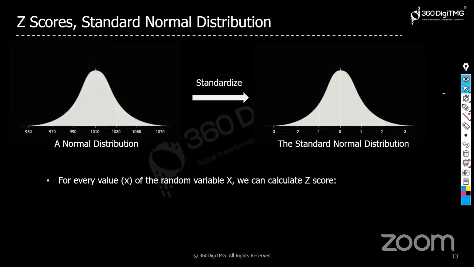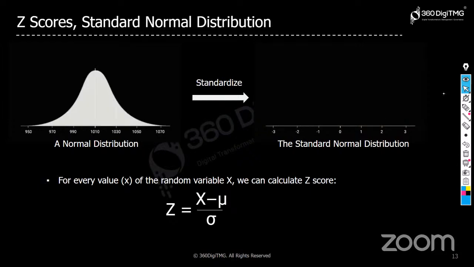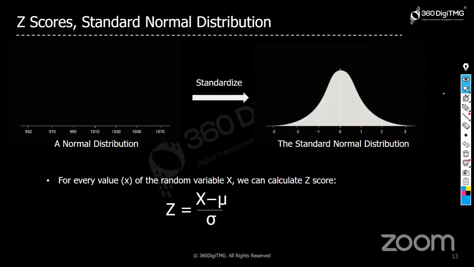Also, for every value of the random variable, we can calculate the z-score. So z-score calculation is x minus mean by standard deviation. So z equals x minus mean by standard deviation. That is how we do the standardization using z-score. Standardization is nothing but converting the normally distributed data into a standard normal distribution. For this, we are using z-score. Z-score is nothing but x minus mean by standard deviation.